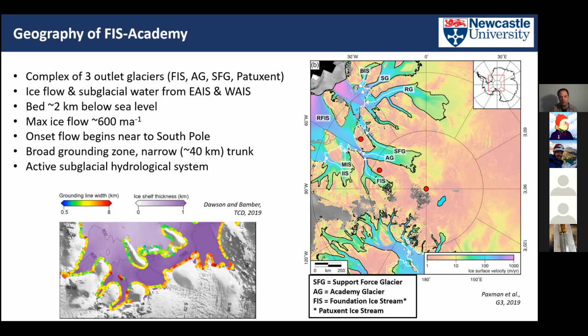The position depends very much on the tides. As we know, in the Whittlesea sector, between West Antarctica and East Antarctica, there are quite significant tidal fluctuations of the ice shelf in that area, and that causes the grounding line to migrate.